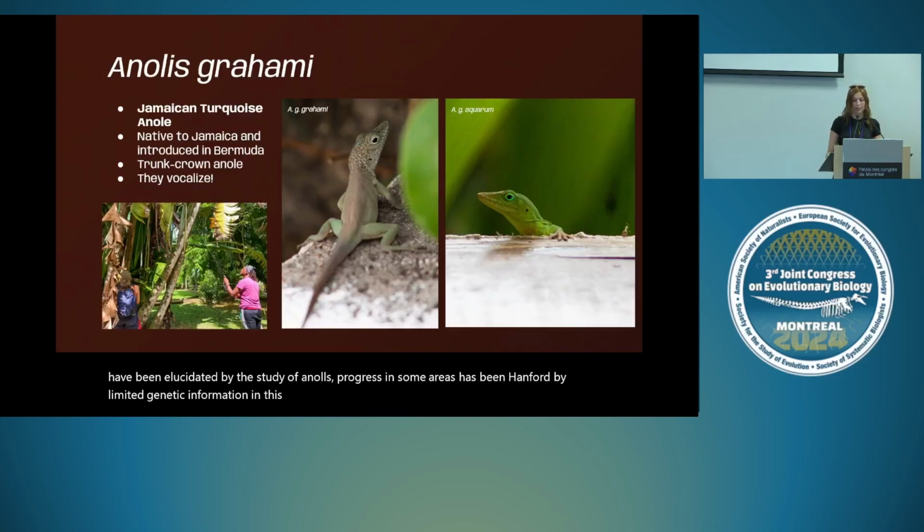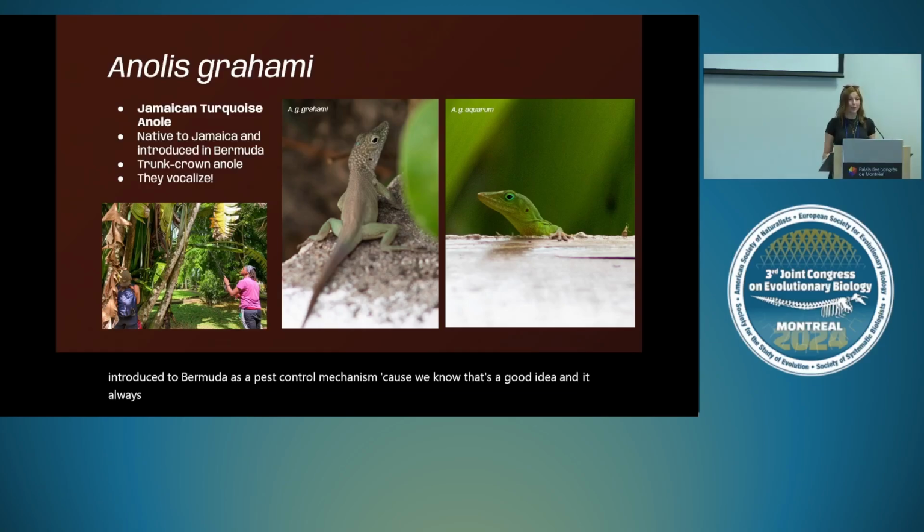Now, one of the species lacking a genome assembly is Anolis grahami. This is the Jamaican turquoise anole. So they are native to Jamaica, and they have been recently intentionally introduced to Bermuda as a pest control mechanism, because we know that's a good idea and it always works.